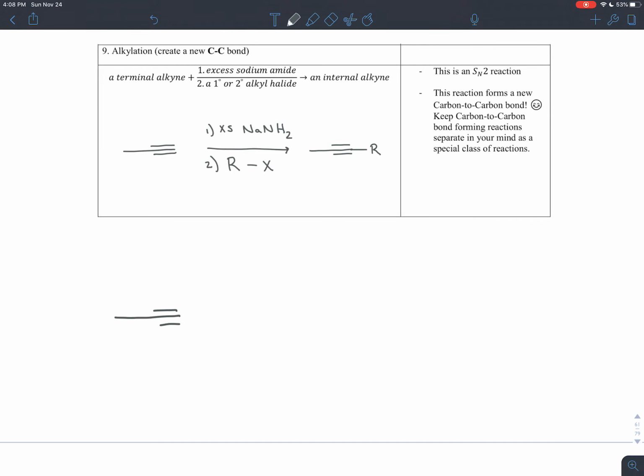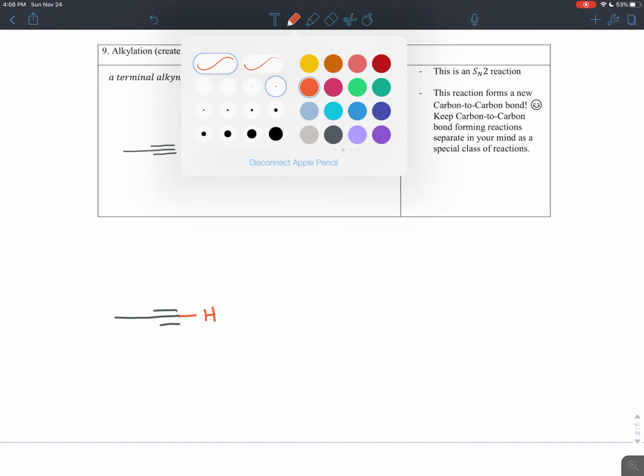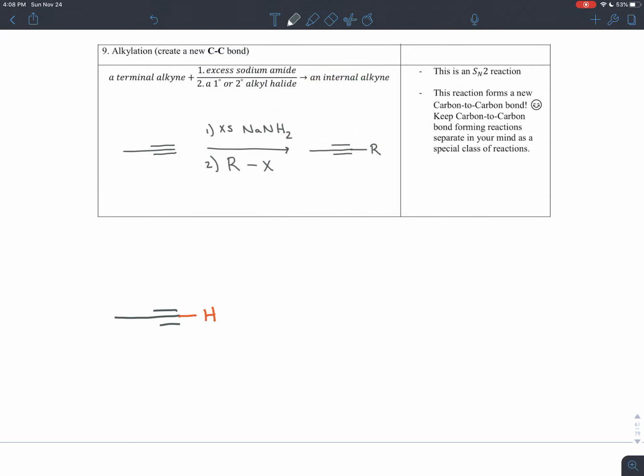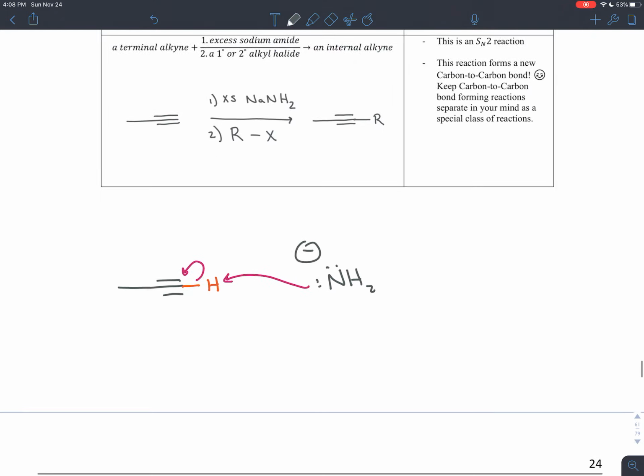So that carbon there has a hydrogen attached to it, and if you treat it with a strong base, something like sodium amide that we have here, then that amide, the NH2, with its full negative charge, can act as a base and steal that hydrogen. The electrons in that bond snap back onto the carbon in the triple bond.